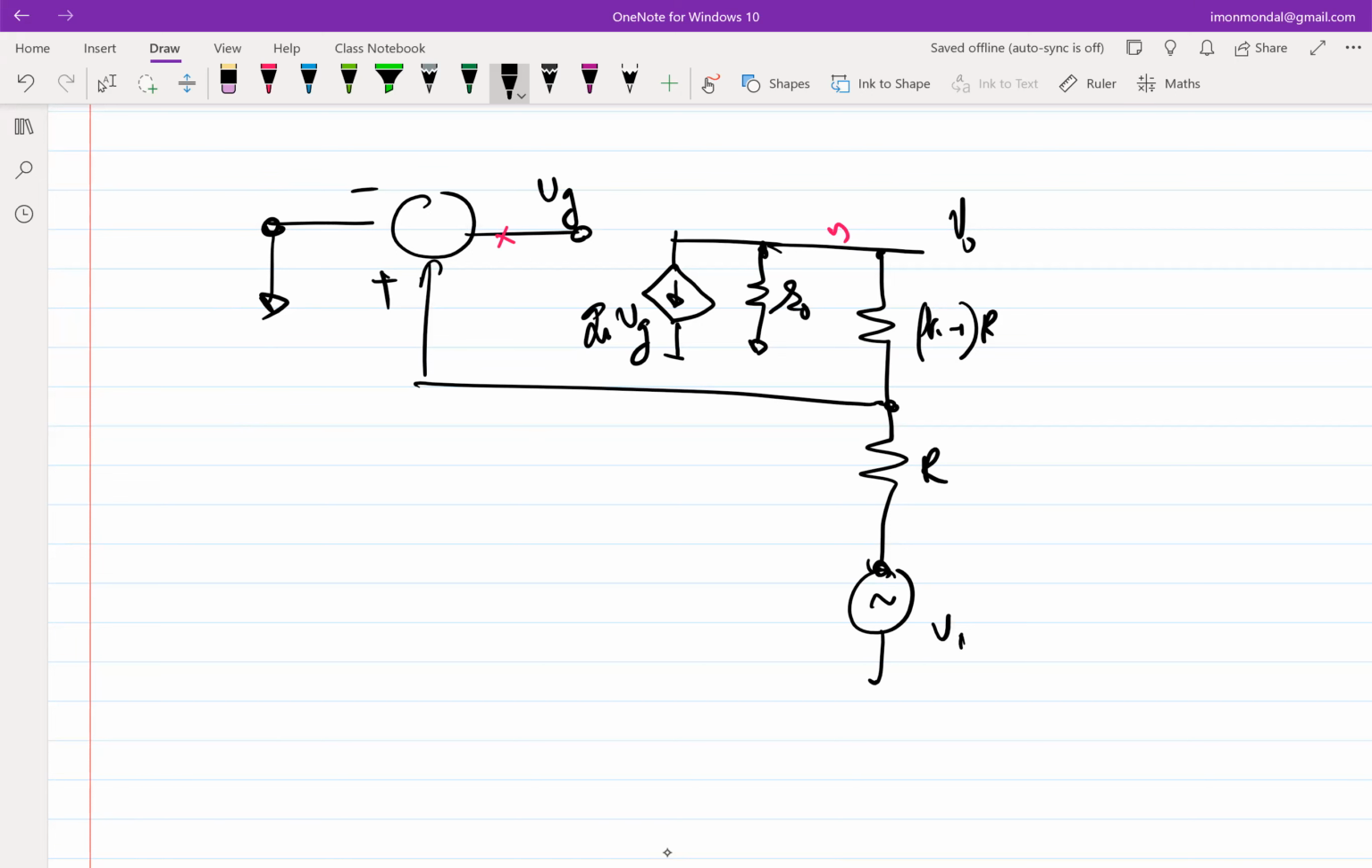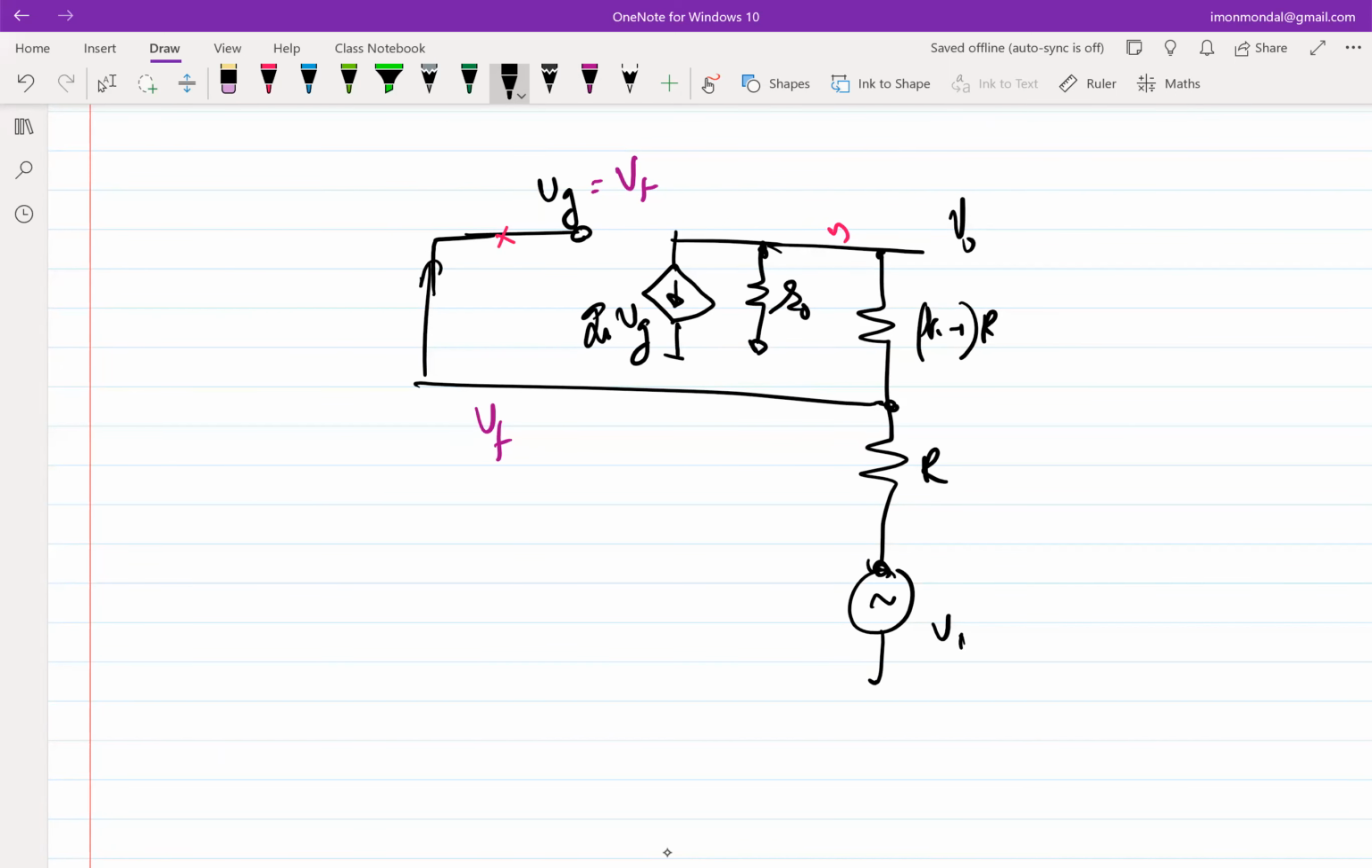Yes, no, yes, right? Because feedback doesn't really care where you are applying the input. The loop is independent of where you have applied the input. Okay, fine. So now what you see is that this VG is exactly equal to VF, right? Because the other terminal here is 0. So VG is equal to VF, which means that I can get rid of this and connect it directly.